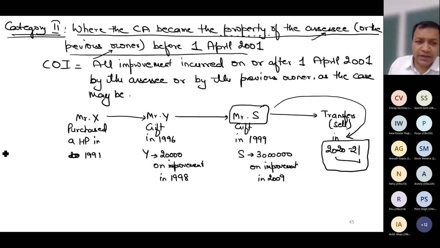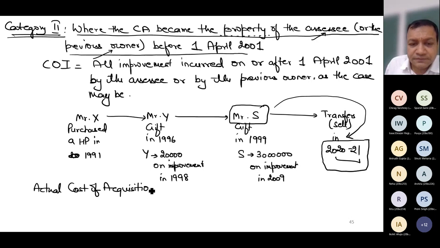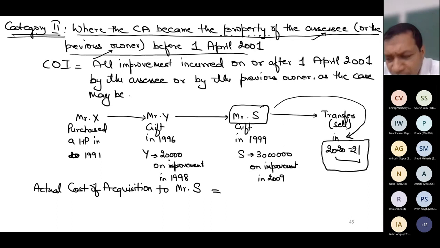Can you tell me now, in this case, what is the actual cost of acquisition to Mr. S? I'm asking a question so that I know whether you remember the concepts or not. Suppose I want the actual cost of acquisition to Mr. S. Ignore improvement, let us revise the concepts. Think and try to tell.